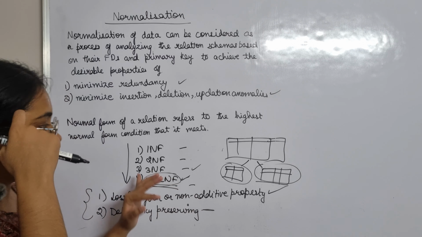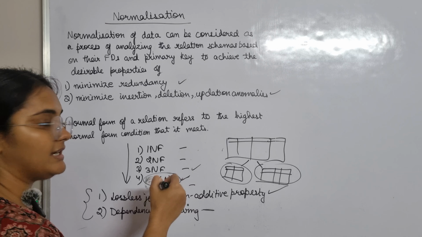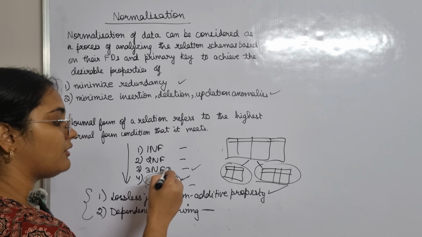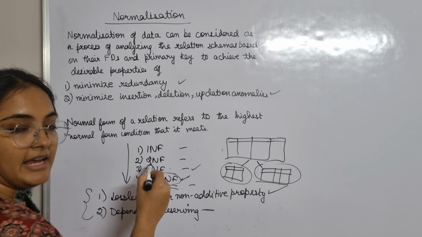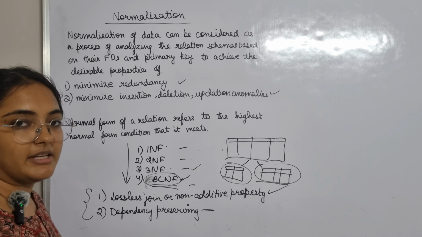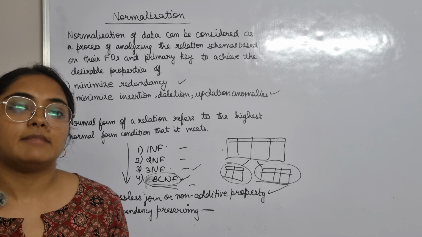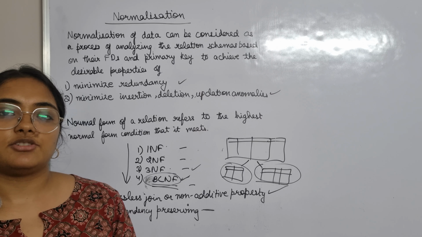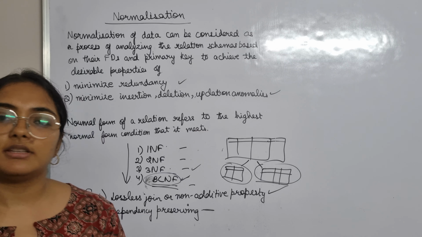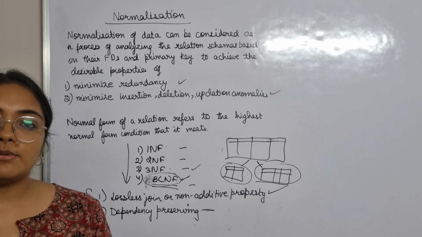And you understood that this is increasing strictness. Whichever relation schema is in BCNF is already in third NF. If a relation schema is in third NF, it is already in 2NF and 1NF. So this is majorly about normalization. And the normal form of a relation refers to the highest normal form condition that it meets. What is the highest one that we see? Okay, so this is about normalization.